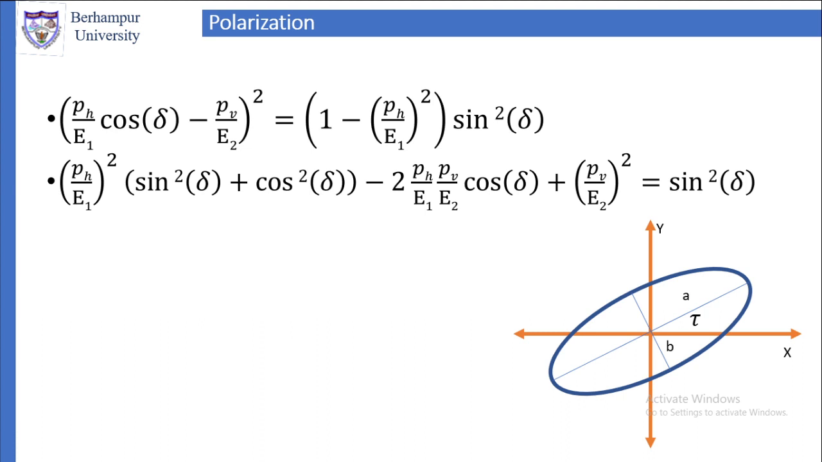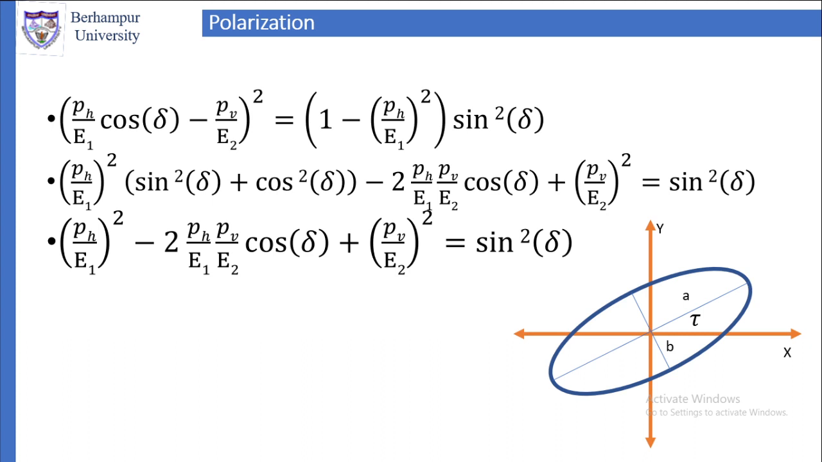On the left hand side we have (PH by E1) square cos square delta. On the right hand side we have (PH by E1) square sin square delta. So from the right hand side you take it to the left hand side, and (PH by E1) square we take common, sin square delta plus cos square delta. Then minus 2 times PH by E1 into PV by E2 into cos delta, then plus (PV by E2) whole square is equal to sin square delta. Sin square delta plus cos square delta is 1. So (PH by E1) square minus 2 PH by E1 into PV by E2 cos delta plus (PV by E2) square is equal to sin square delta.